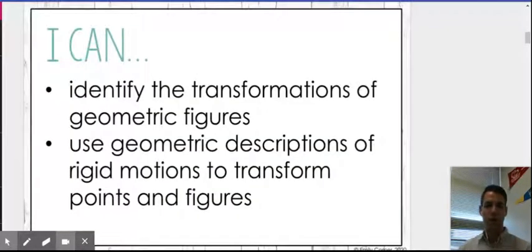Some goals here that we're going to be able to do by the end of this presentation are to identify the transformations of geometric figures and use geometric descriptions of rigid motions to transform points and figures. A note before we move on, we'll also be touching on dilations, which would not count as a rigid motion in this presentation, so please keep that in mind.